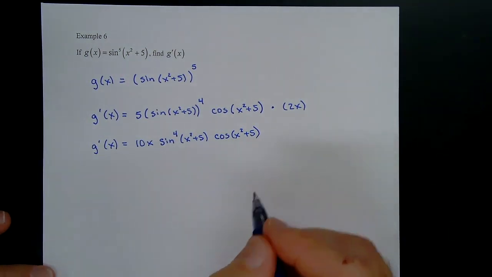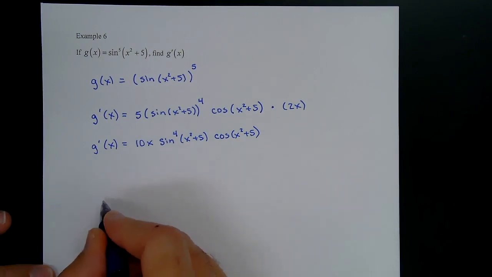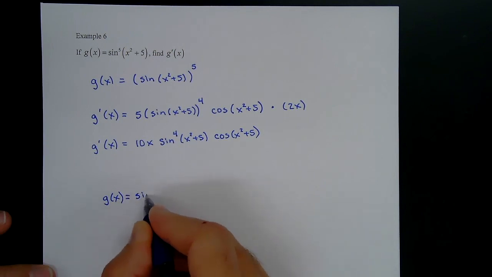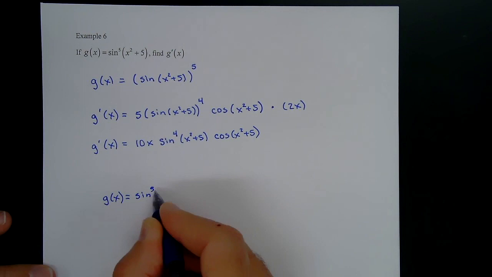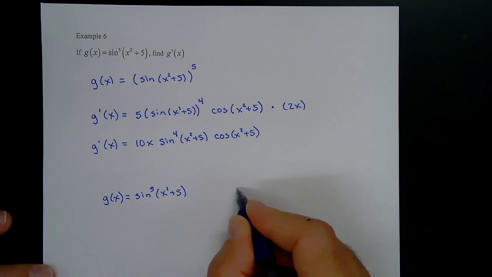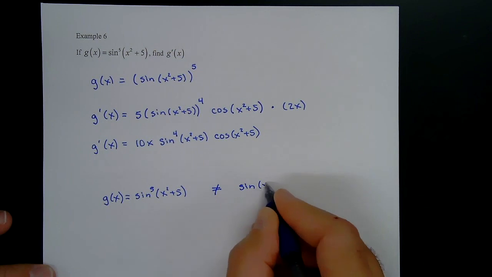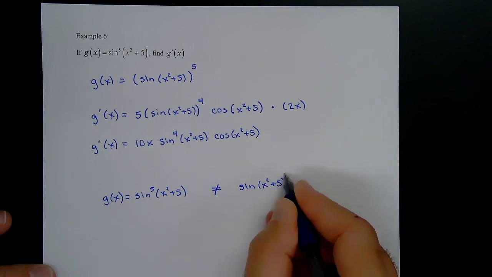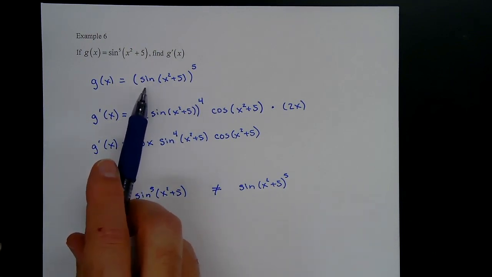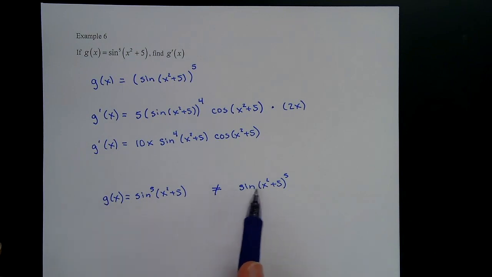Okay, so what I started to tell you guys is you've got to realize that there's a difference between this, g of x is equal to sine to the 5th of x squared plus 5, and this one. So these are not equivalent. Sine of x squared plus 5 to the 5th power. But you might think, but Mr. Mitchell, you wrote that just a minute ago, right? No, I didn't, because if you look up here, the parentheses makes it different. So this one is not the same as this one.